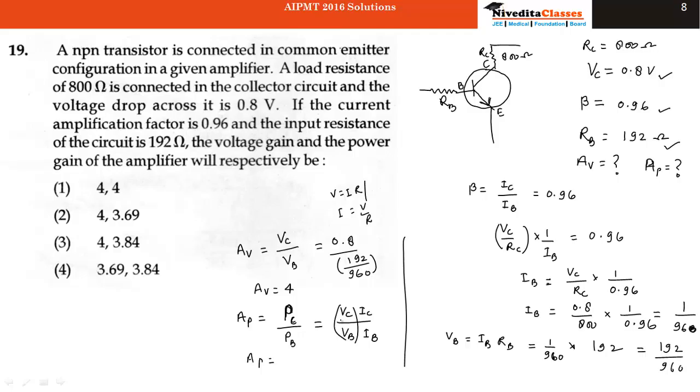AP is equal to 4 multiplied by IC upon IB. IC is collector current, and collector current IC is VC upon RC, and IB is given. After putting the values of IB, VC, RC, we can get AP is equal to 3.84. So the third option matches.